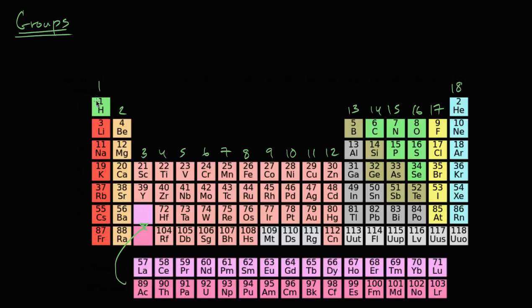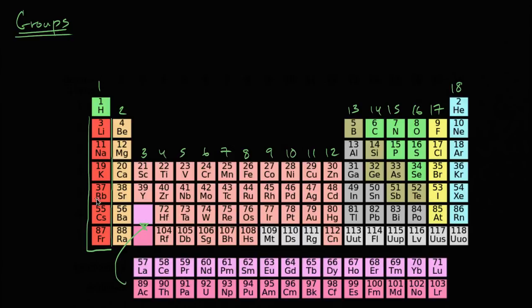But what's interesting, why do we go through the trouble of calling one of these columns a group? Well, this is what's interesting about the periodic table, is that all of the elements in a column, for the most part, and there's tons of exceptions, but for the most part, the elements in the column have very, very, very similar properties.